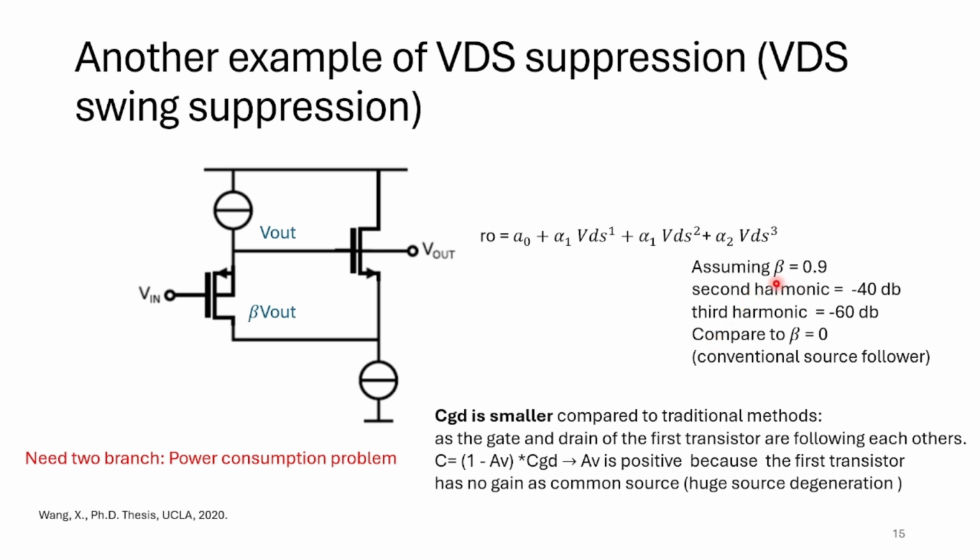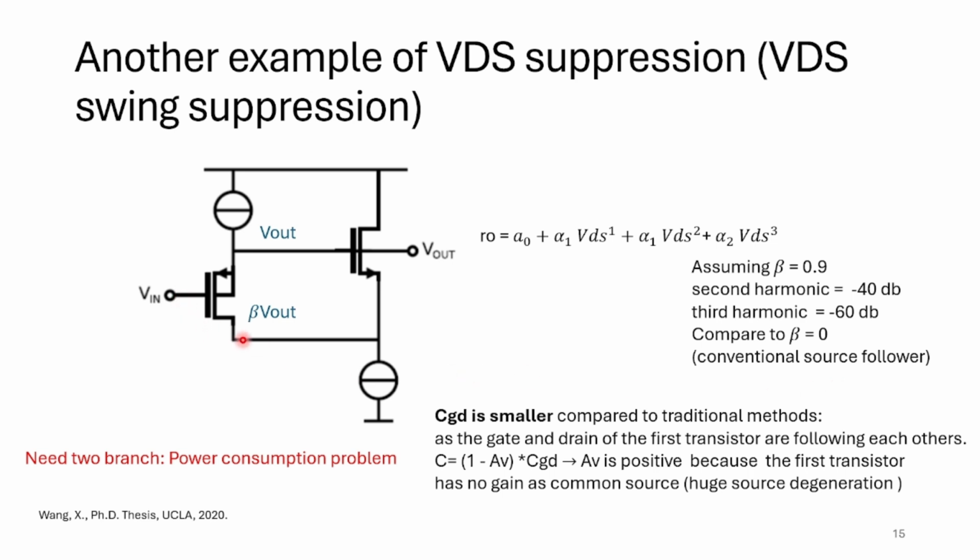If we consider beta as 0.9 and use this equation, we can find that the second harmonic is reduced by 40 dB and the third harmonic by 60 dB compared to a conventional source follower.